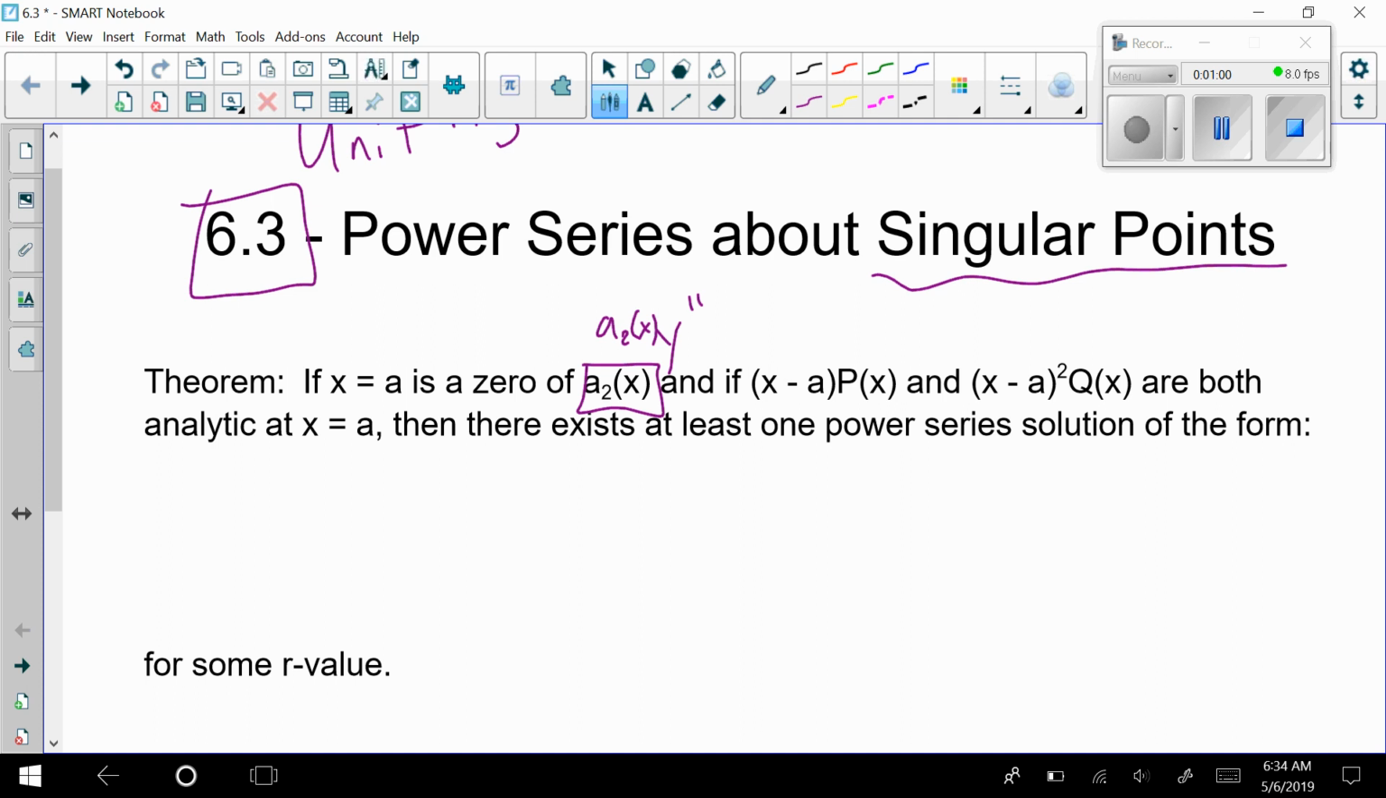And basically we're saying there exists at least one, right? At least one power series solution of, well, what do we usually have our series equal to? Well, it's y equals the sum from n equals 0 to infinity of c sub n, x minus a to the n plus r, okay?